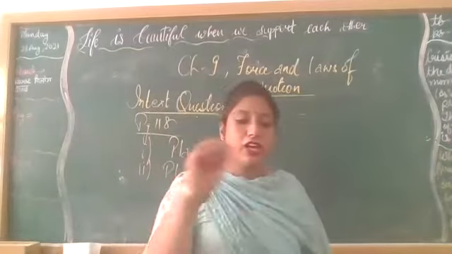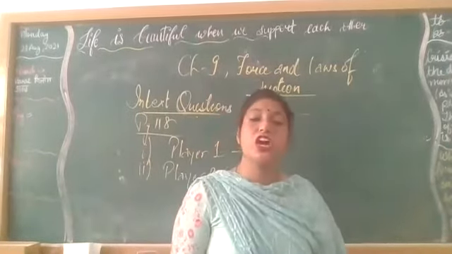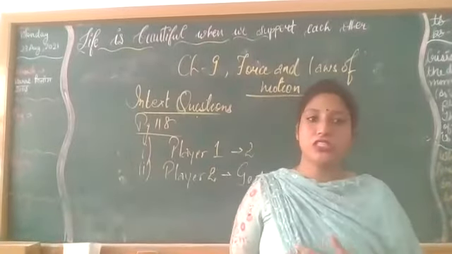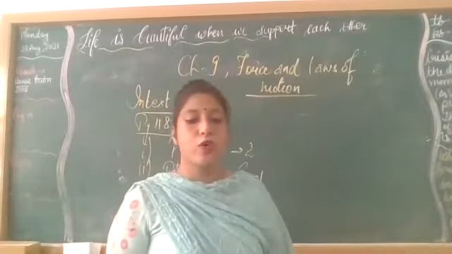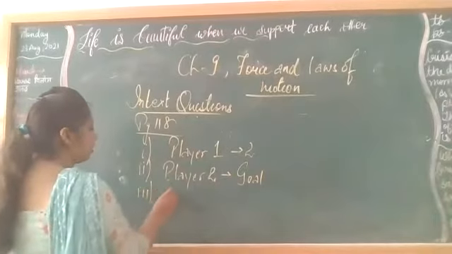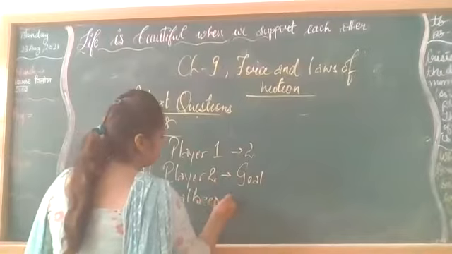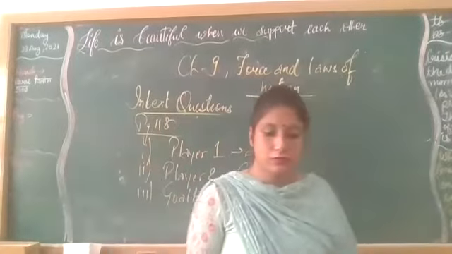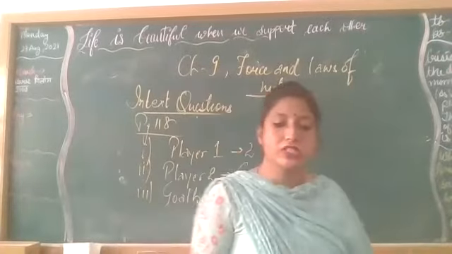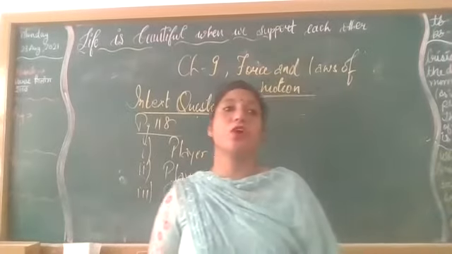Third point. The velocity of the football also changes when the goalkeeper of the opposite team stops the football. The third one is the goalkeeper.